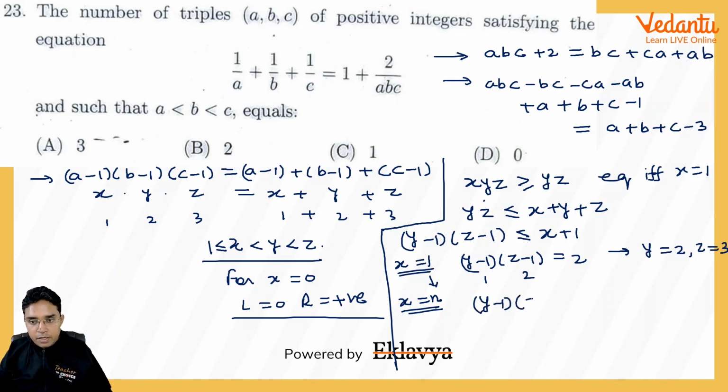So y minus 1 into z minus 1 now will be less than n plus 1. Now because x has been increased by n minus 1, you can see this y minus 1 will also be increased by n minus 1. So this will be greater than or equal to, you can see this will be n only. Yes, earlier it was 1.